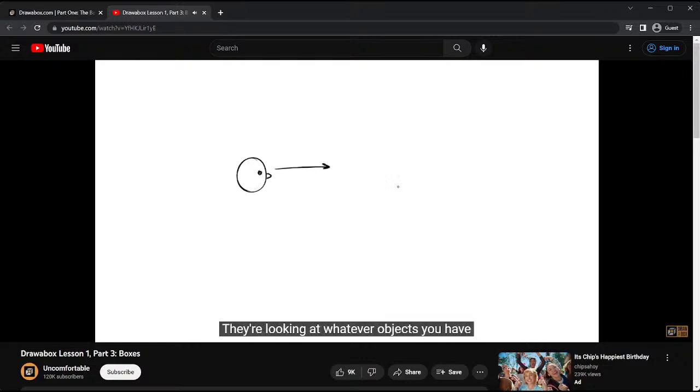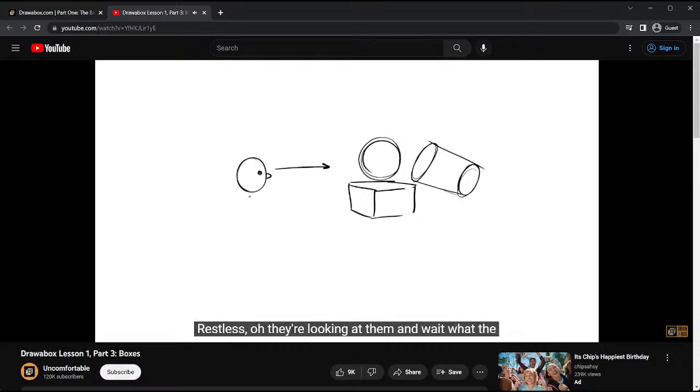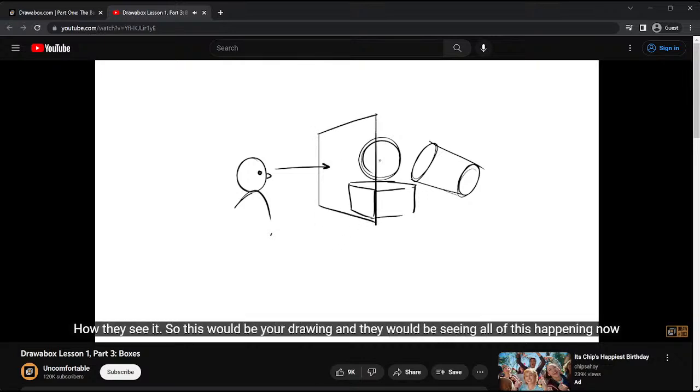They're looking at whatever objects you have drawn. I'm just roughing this out. They're looking at them, and what you're actually drawing is how they see it. So this would be your drawing, and they would be seeing all of this happening.